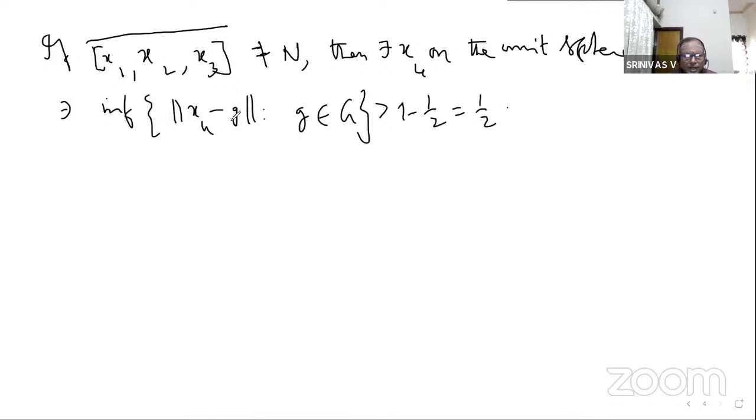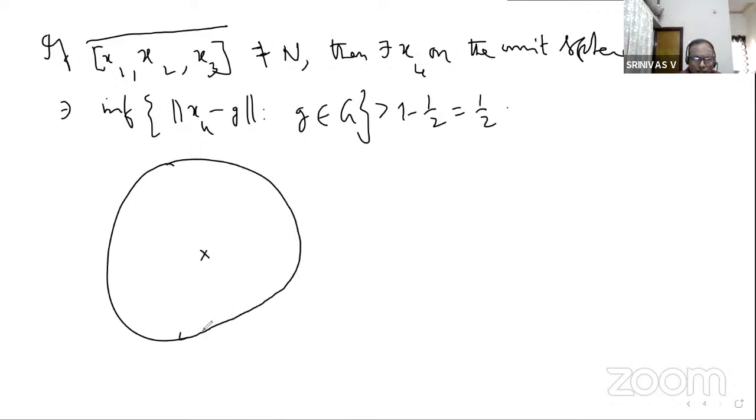Now you can take g equal to x1 once, x2 once, x3 once. The norm of x4 minus x1 will be greater than half, the norm of x4 minus x2 will be greater than half, the norm of x4 minus x3 will be greater than half. Okay, so you are on the unit sphere.